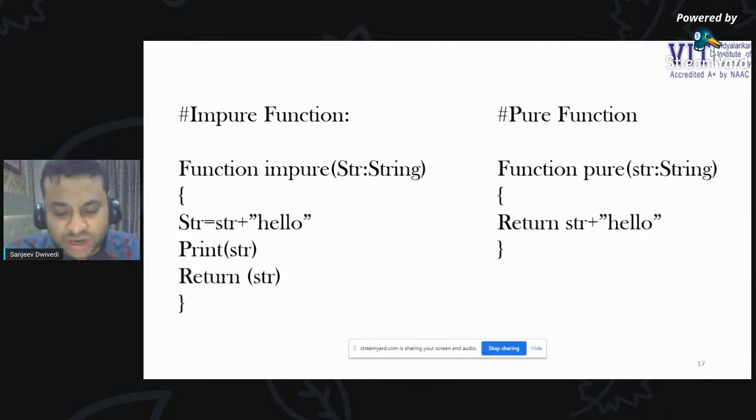In a pure function, it simply appends a text to the value of the string and returns the result. You know what happens here? Here the state of the input argument is not changed in function execution.